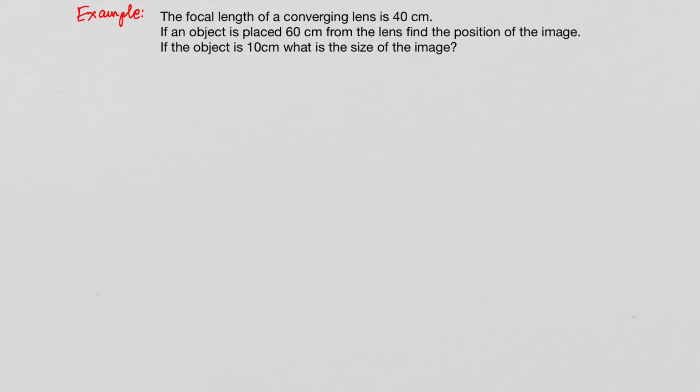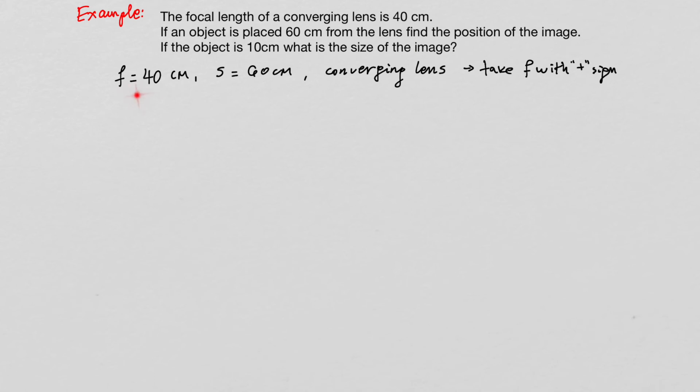Let's do one more example. The focal length of a converging lens is 40 centimeters. If an object is placed 60 centimeters from the lens, find the position of the image. If the object is 10 centimeters, what is the size of the image? So the focal length of the lens is 40 centimeters. The object distance is 60 centimeters.